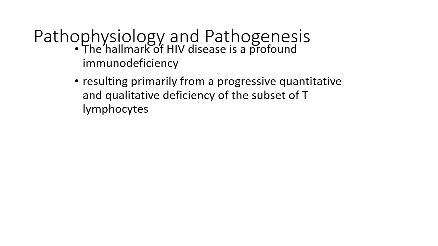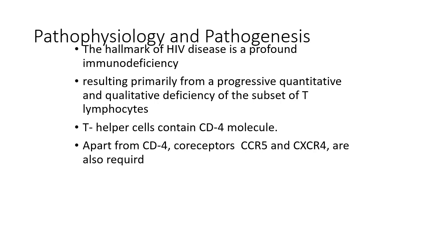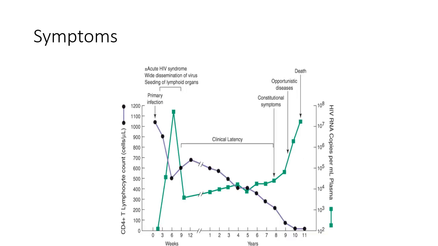Resulting primarily from a progressive, quantitative and qualitative deficiency of the subset of T lymphocytes. So the T helper cells contain CD4. This is the target of the virus. Apart from CD4, co-receptors like CCR5 and CXCR4 are also required for the infection. So the virus not only attacks CD4, the other co-receptors like CCR5 and CXCR4 are also involved.